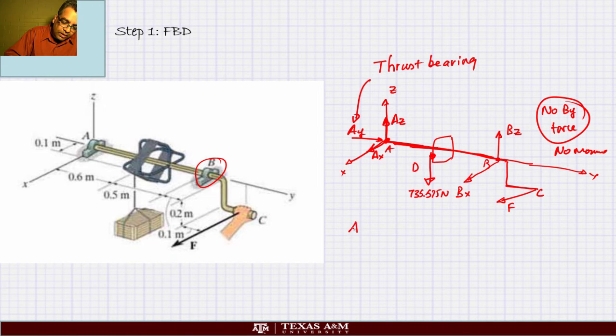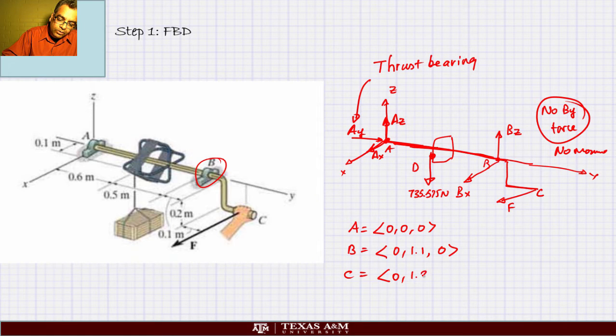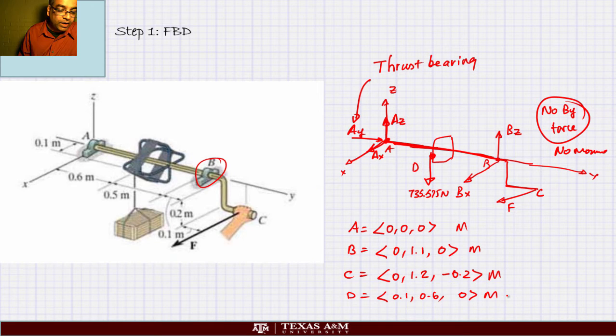We are going to list all the locations. A is 0, 0, 0. B: X component is 0, Y component is 1.1, Z component is 0. C: X component is 0, Y component is 1.2, Z component is minus 0.2. This is all meters. And then D: X component is 0.1, Y component is 0.6, Z component is 0. Those are our locations. We are ready. Before we continue, please pause, draw this free body diagram, and write out all these things, because I want you to follow along with me.